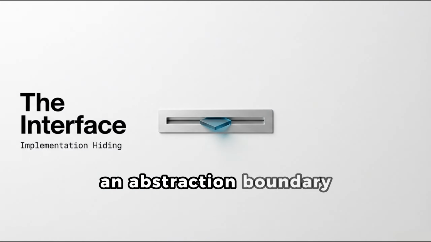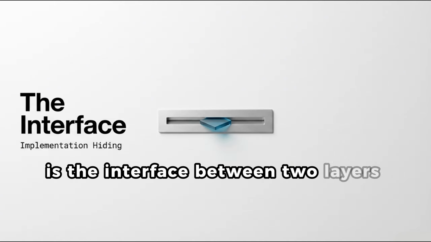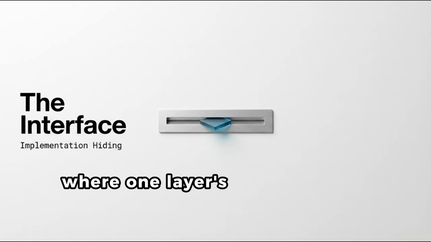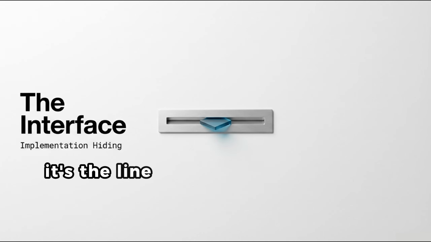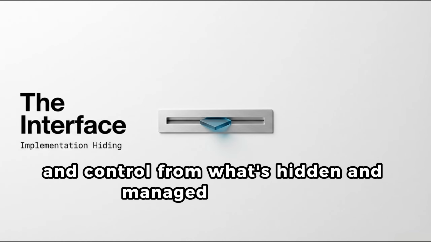An abstraction boundary is the interface between two layers of abstraction, where one layer's exposure ends and another layer's implementation begins. It's the line that separates what you can see and control from what's hidden and managed elsewhere.